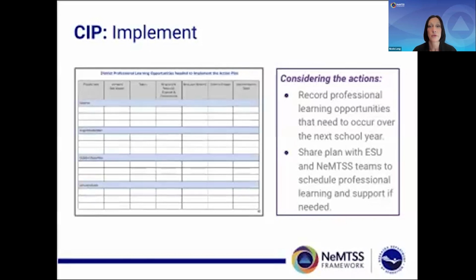Creating a professional learning plan that builds the capacity of the adults so that all can confidently carry out the implementation plan to help reach the goals set is essential. Document the priority areas, intended participants, topics, responsible persons, resources needed, dates to engage, and implementation dates in the CIP template. This plan can be shared with ESUs and the Nebraska MTSS team to coordinate professional learning and support.